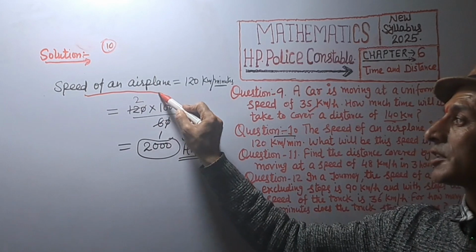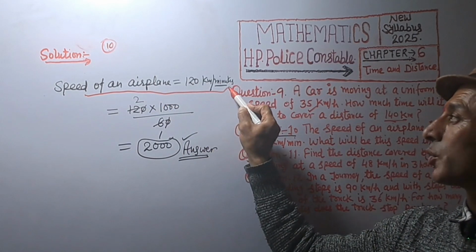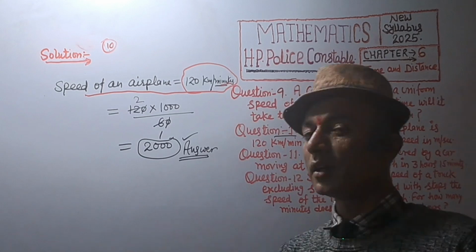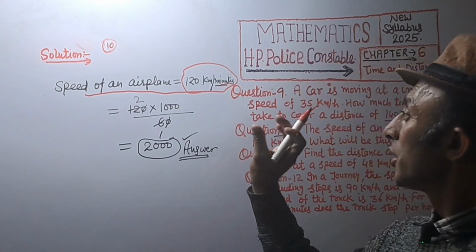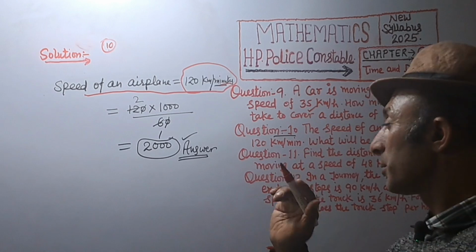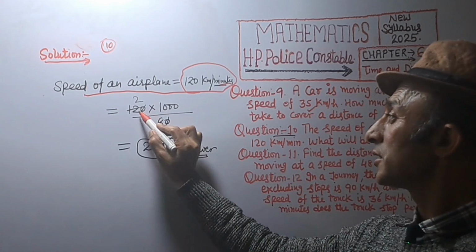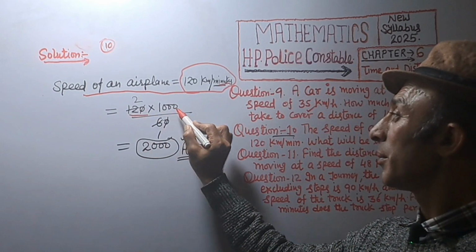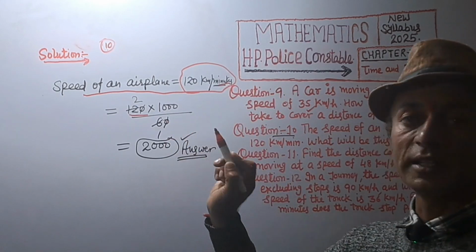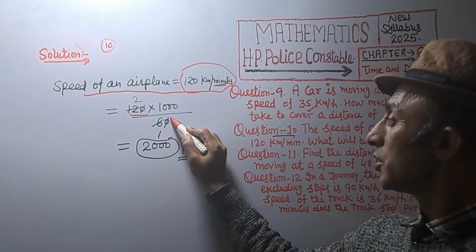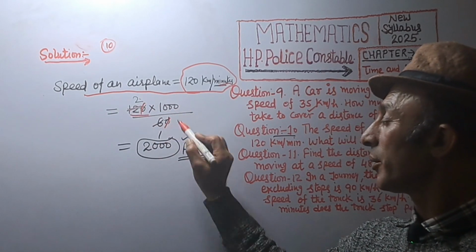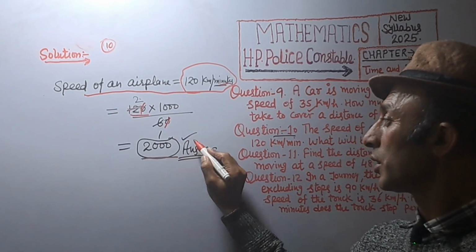Given speed of an airplane is 120 km per minute. We change 120 km per minute in meters per second, that is 120 multiplied by 1000, and per minute divided by 60. 0 0 is cancelled, 6 2s are 12, 2 multiplied by 1000, that is equal to 2000.